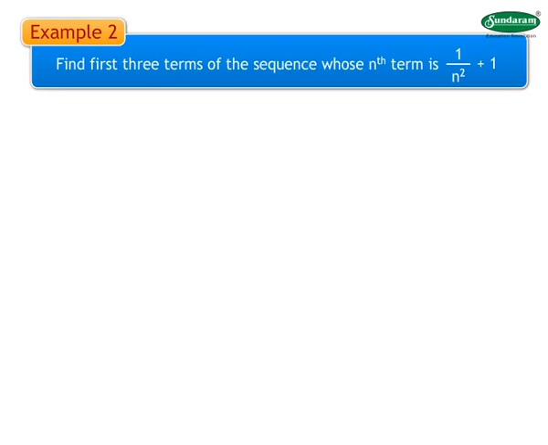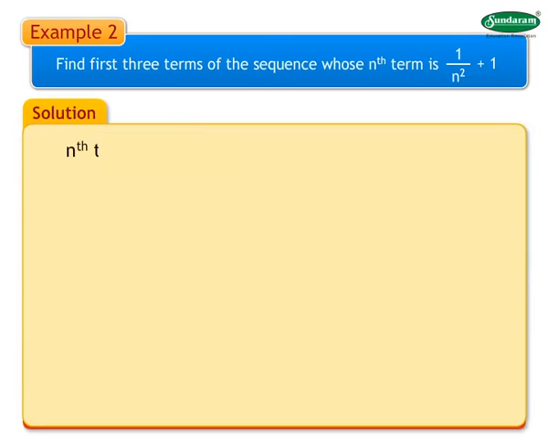Example 2. Find first 3 terms of the sequence whose nth term is 1 upon n square plus 1. Solution. Nth term Tn is equal to 1 upon n square plus 1. Put n is equal to 1. T1 is equal to 1 upon 1 square plus 1 is equal to 2.